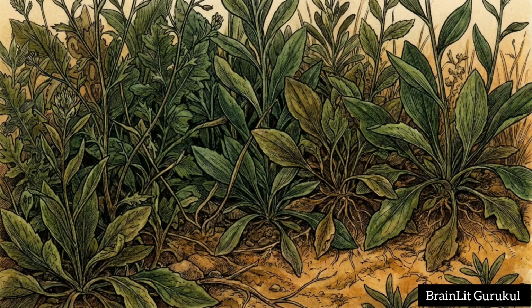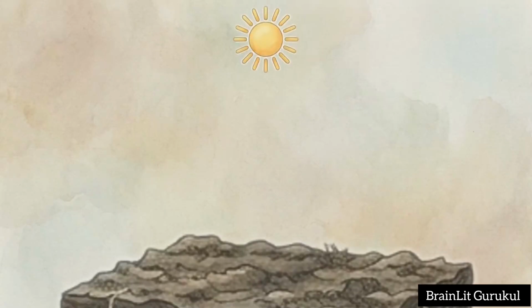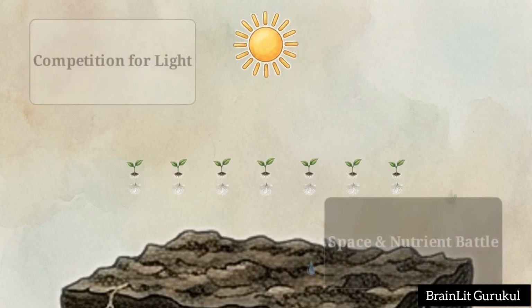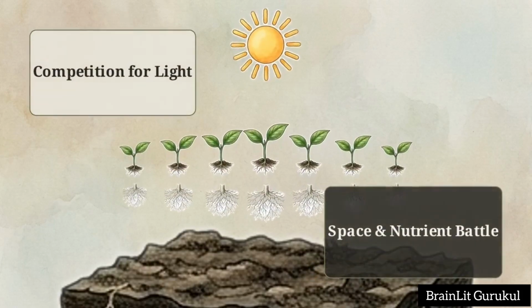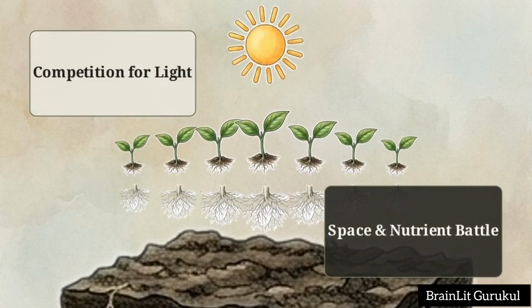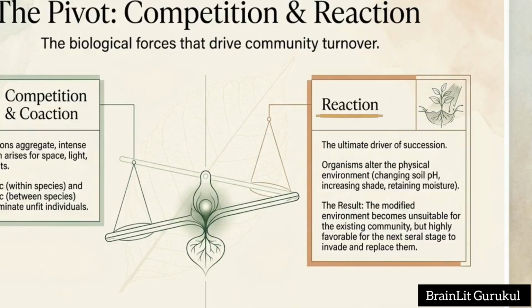The immediate consequence of aggregation is fierce competition. As populations cluster, individual plants engage in battles for a finite supply of space, light, and soil nutrients. This interaction triggers step 4, reaction. This is where living organisms begin physically altering their abiotic environment.